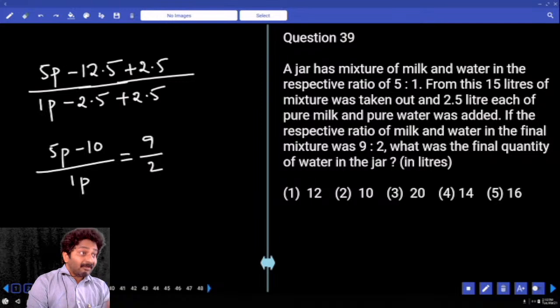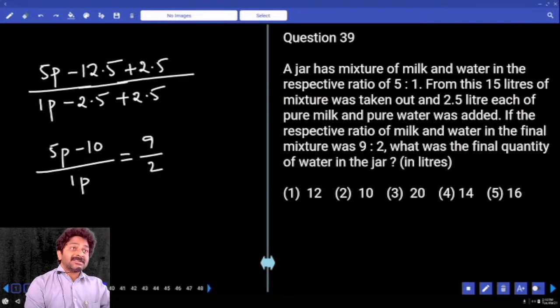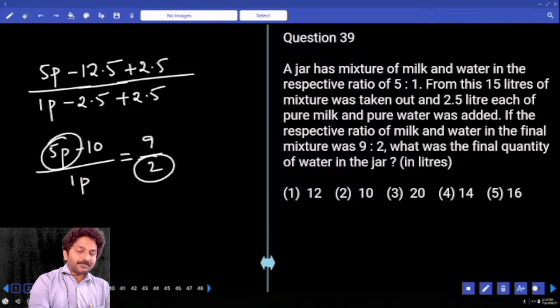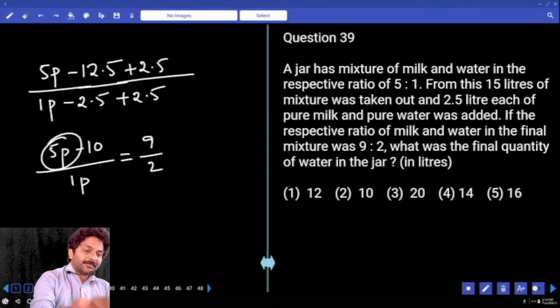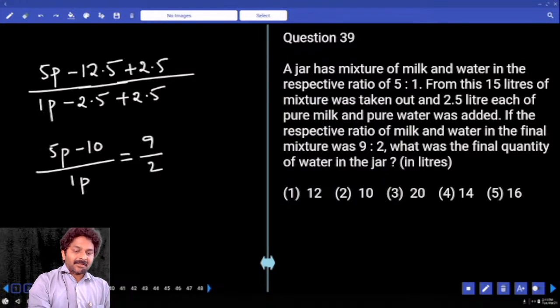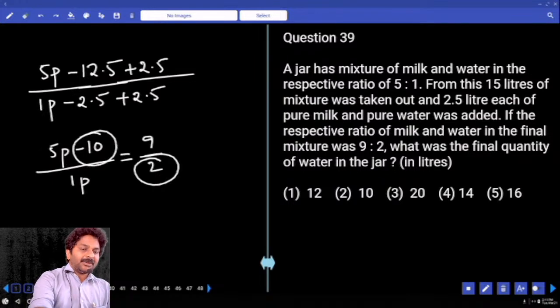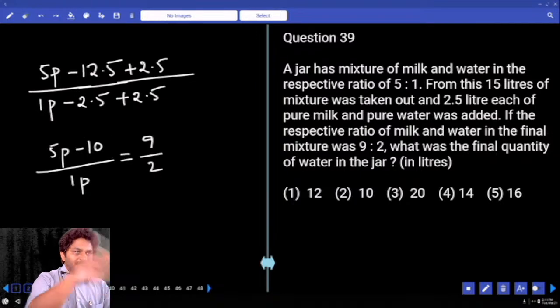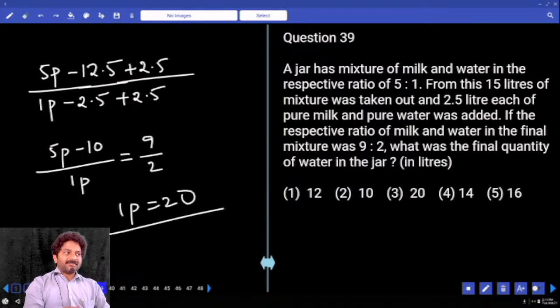Water quantity is 1 part. Milk quantity is 5 parts minus 10. It becomes half, right? 5 parts into 2 is 10 parts, and 9 into 1 part. The difference: minus 10 into 2, minus 20. It goes to the other side. 1 part is equal to that, and that is the final quantity of water in the mixture.